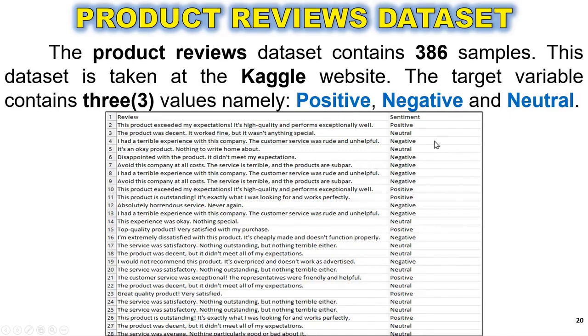So therefore, the sentiment column is the target variable that contains three values, namely positive, negative, and neutral. The column review is the independent variable X. The column sentiment is the dependent variable Y. This dependent variable Y is also called the target variable or outcome variable.